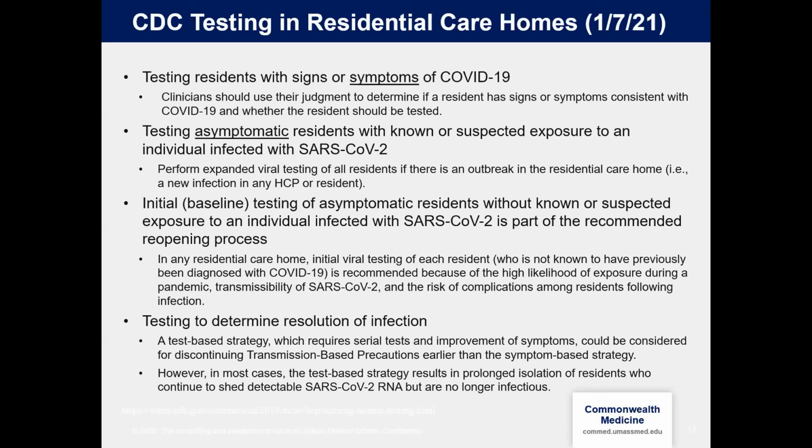Initial baseline testing of asymptomatic residents without known or suspected exposure to an individual who is infected is part of the recommended reopening process. So in any residential care home, initial viral testing of all residents, and that's what we call getting a baseline. These are people who are not known to have previously been diagnosed with COVID. This is recommended because of the high likelihood of exposure during a pandemic, the transmissibility of SARS-CoV-2, and the risk of complications among residents in those settings. And then testing to determine resolution of infection. So these are the 4 categories in the CDC guidelines.